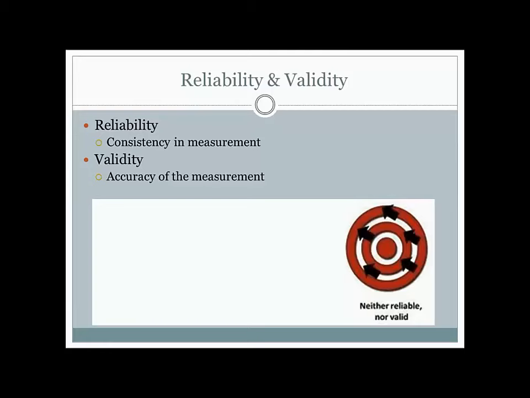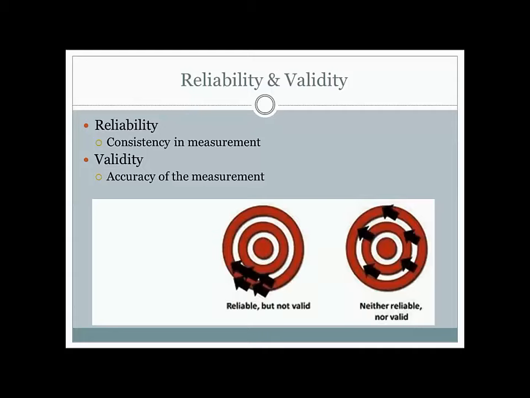Now, you could be a reliable dart thrower, but not a valid one. So an example like the case of the bathroom scale that is 10 pounds off. In the dart board, it would look something like this. It's reliable. You're hitting pretty much the same spot every time, but you're not hitting the bullseye.